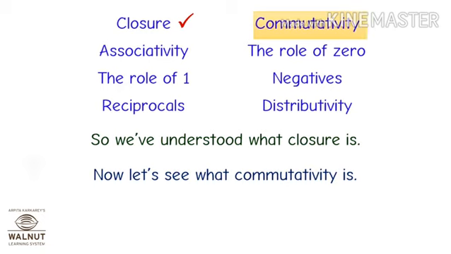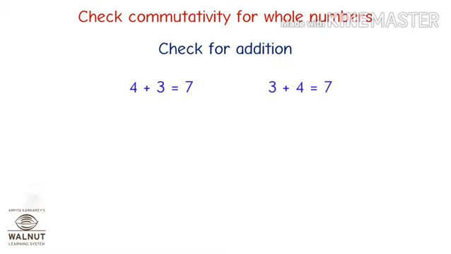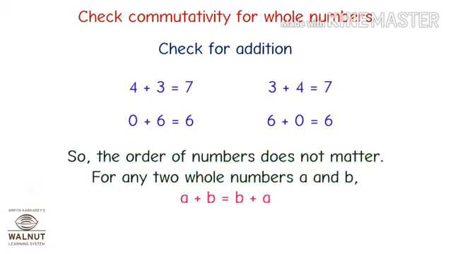Now, let's see what commutativity is. Commutativity checks whether the order of the numbers in the operation is important. Let's check commutativity for whole numbers. Let's check for addition. 4 plus 3 is equal to 7. 3 plus 4 is equal to 7. 0 plus 6 is equal to 6. 6 plus 0 is equal to 6. So, the order of the numbers does not matter. For any two whole numbers a and b, a plus b is equal to b plus a.